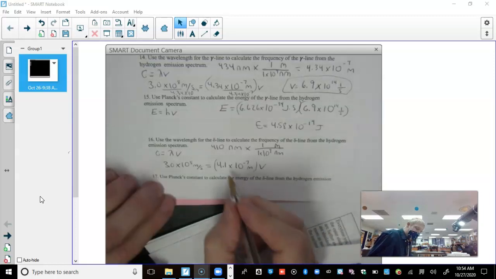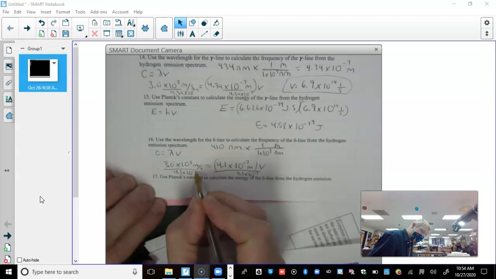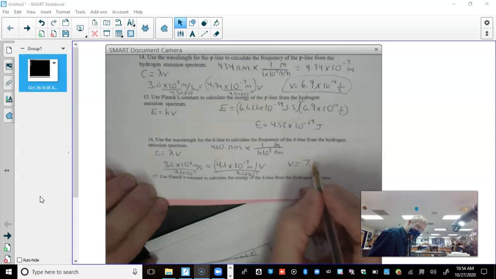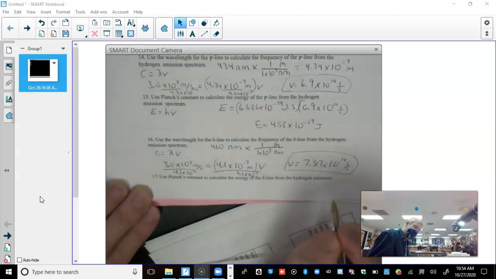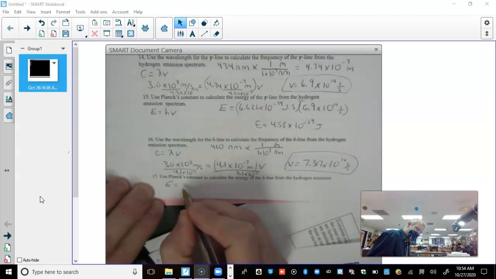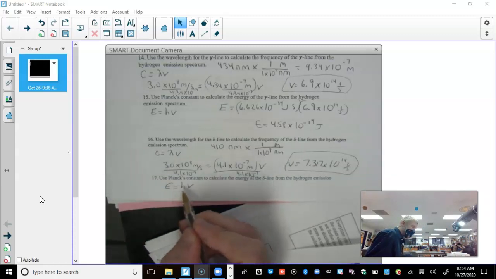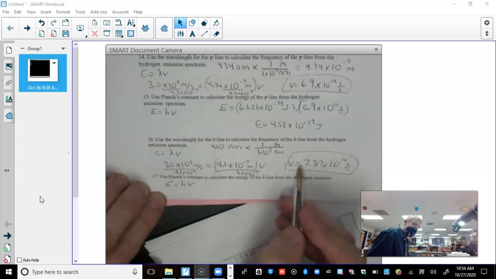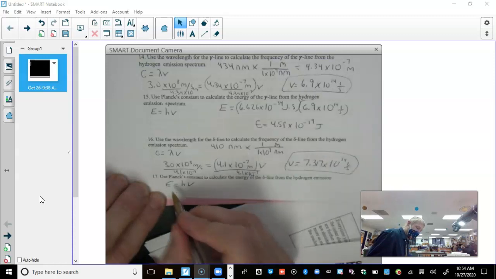Last step is divide both sides by 4.1 times 10 to the negative 7th. And we should get, what was it, 7.3? 7.317 times 10 to the 14th hertz, or 1 over seconds. All right. That takes us to number 17. We're looking for energy. So we're going to use the other equation, which is energy of a photon equals Planck's constant times frequency. Taking a step back, the frequency is how many waves pass in 1 second, which is a super large amount.